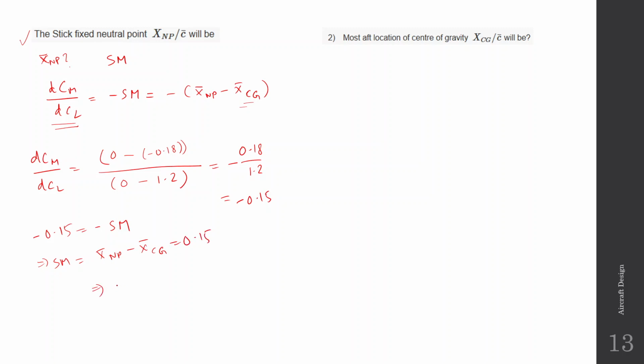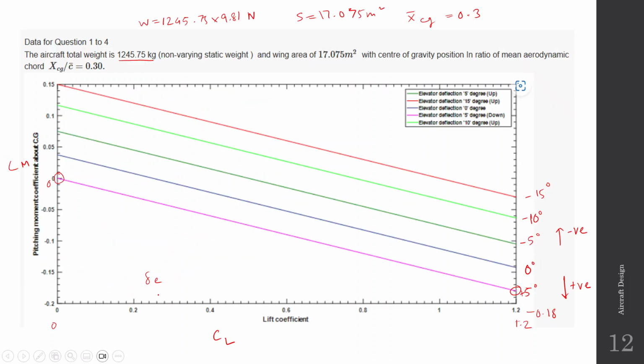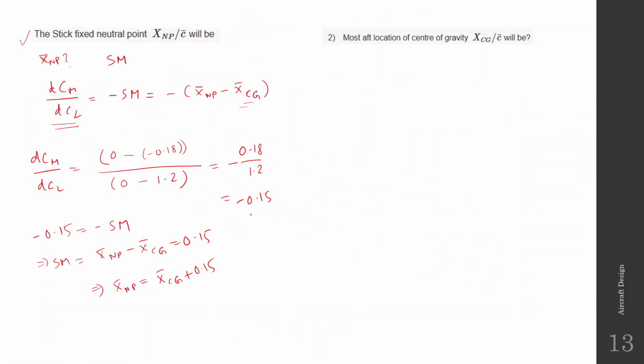So we can say that xnp is xcg plus 0.15, and xcg was given as 0.3. So this xnp turns out to be 0.45.